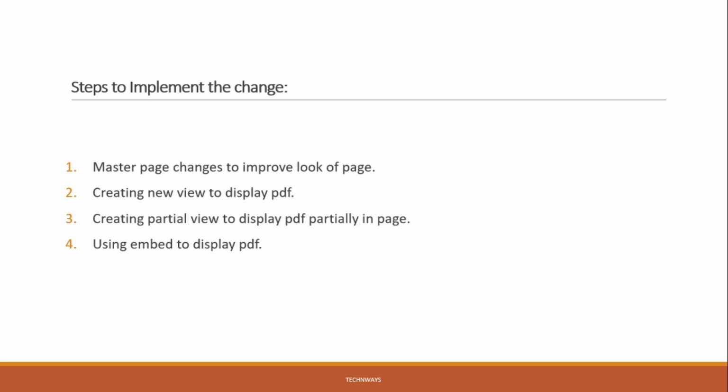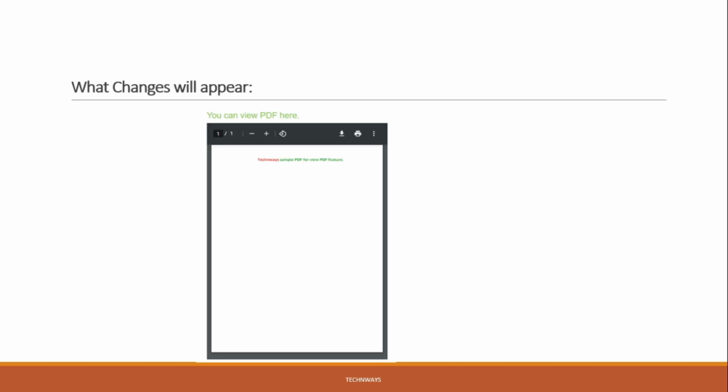So basically, firstly we are going to make the changes in a master file, some appearance changes, and then we will be creating a view. Inside the view we will be creating a partial view, and we will be calling that partial view from the controller. In the same way, implementing the partial view inside the view and using embed to display the PDF. After implementation the PDF will display in this way. Whatever the PDF is there, the page will get displayed, and all the functionality of the PDF will be displayed there.